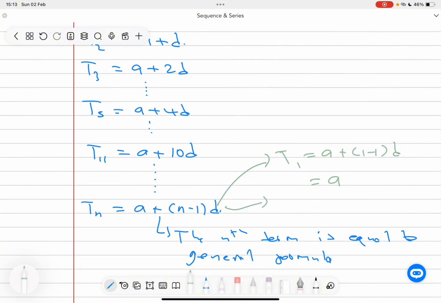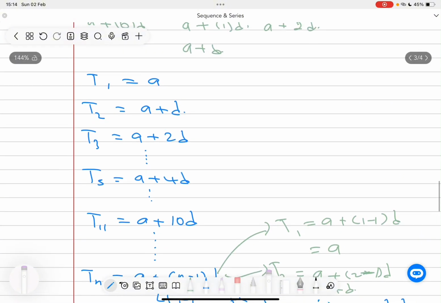You can do the same thing with term 2. That means I'm going to have an A, which is this, and I'm going to put a 2 here because I'm looking at term 2, so that now I have a 2 minus 1 times D. This says to me I have A, and here I'm going to have a 1 times D, which is just going to be a D. Term 2 is going to be defined by A plus D.